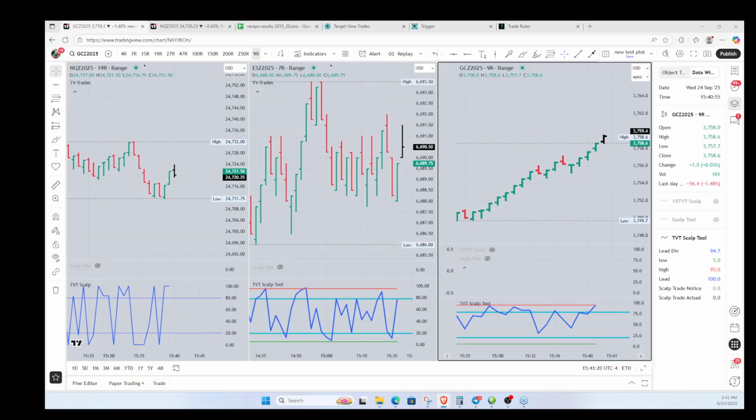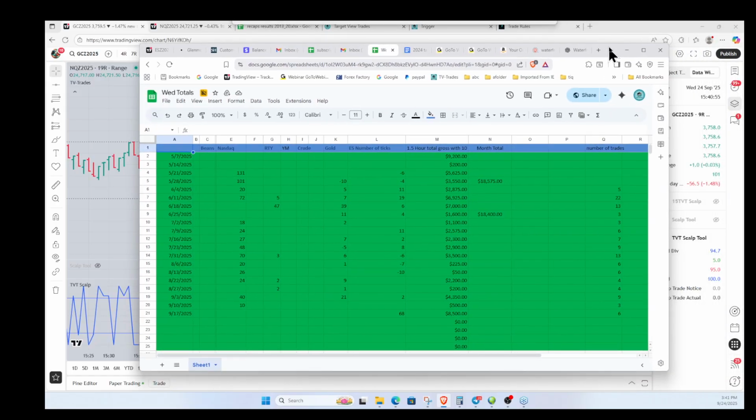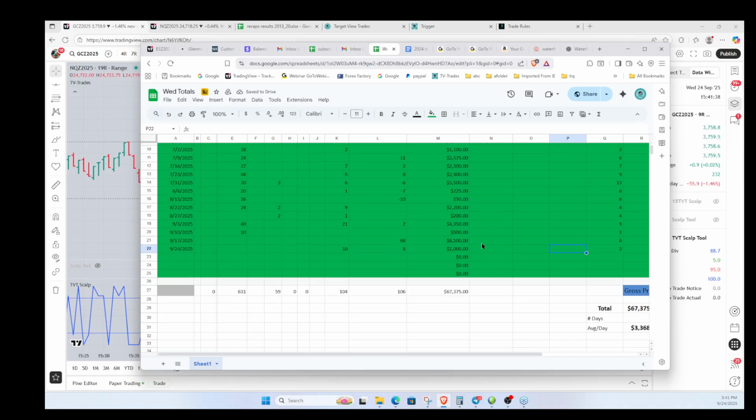Okay, so here is this. Right, this is the Wednesday total things. Today is 9/24, and so far on the NQ we haven't done anything. On the Russell we haven't done anything. On the YM we haven't done anything. On gold we have 10 ticks, and on the ES we have 8 ticks. 2 trades so far. So we're up $2,000 with 2 trades with 10 contracts on, or $200 with 1 contract on.